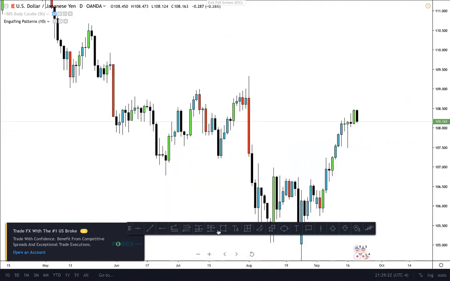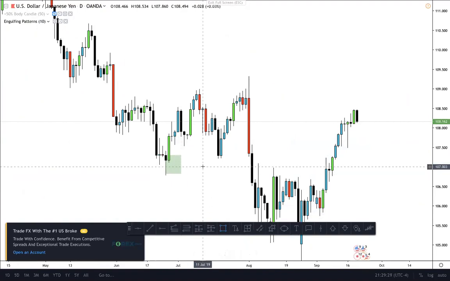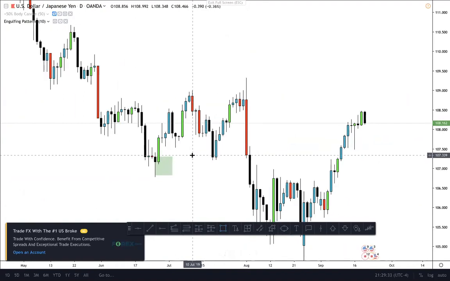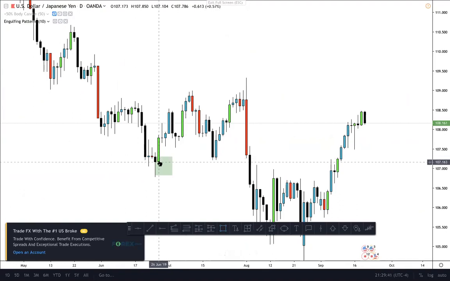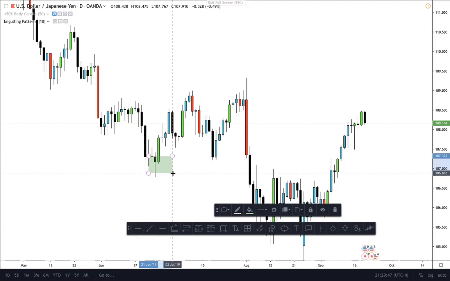Okay, so for this level right here, now this right here is a basing candle, right? That's the first basing candle. And when you join the other basing candles, you draw it from the highest part of the body to the lowest part of the wick, right?